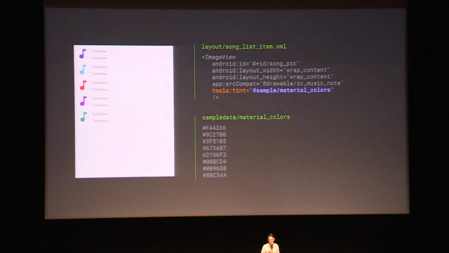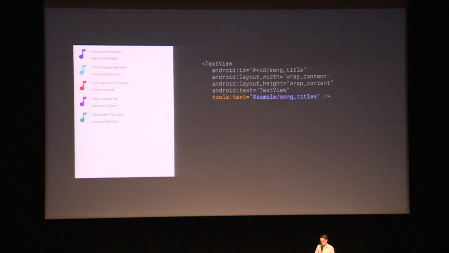So now you see that all 5 items have different colors that are all coming from that file that you provided. And we can do much more with sample data. We can also do text. So now, in the same way, instead of writing a file with a list of colors, you can write a file with a list of strings in it. Here we called it song titles. And if you use that in your text view as a tools text attribute, then the text view will use, again, every time a different song title.